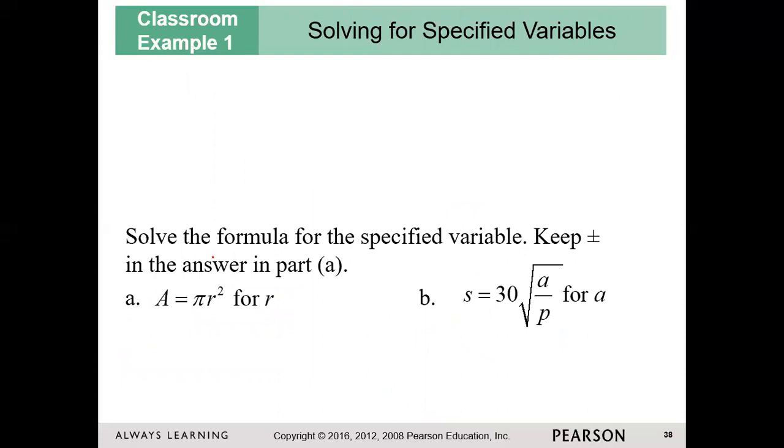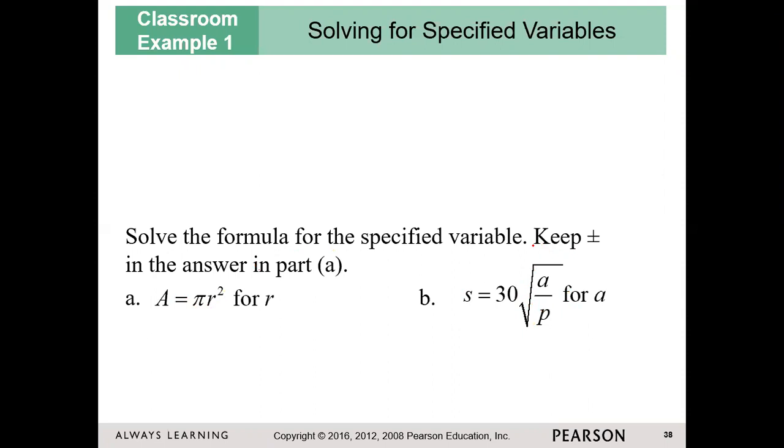All right, so let us solve the formula for the specified variable. This is similar to what we did a long time ago in chapter 1 when we solved for some other random variable, except now we have higher exponents, or we have square roots to deal with, but it's more or less the same thing that we did back in chapter 1, just slightly more complicated.